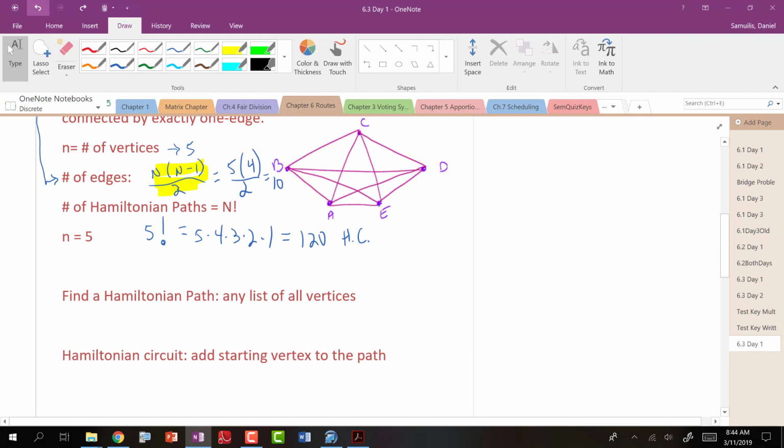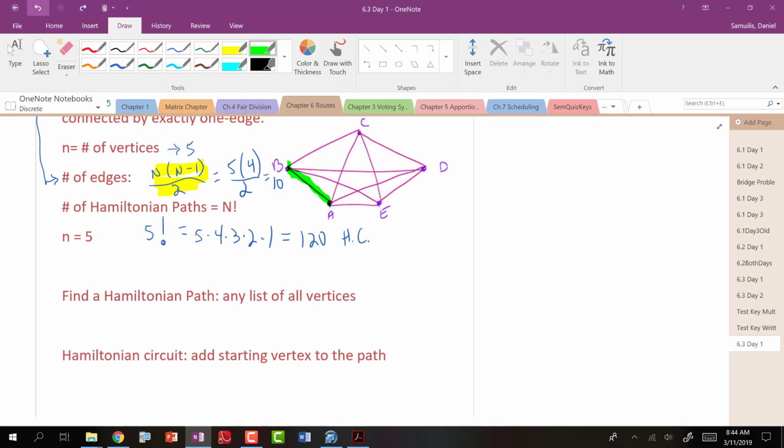Here's a different one. I could start at A. I could go to B. But then I could go to D. And then to C. Then to E. Then to A. Before I went back to A, it was a path. Now it's a circuit. I visited every single vertex once. That is a different Hamiltonian path using A as your starting vertex.